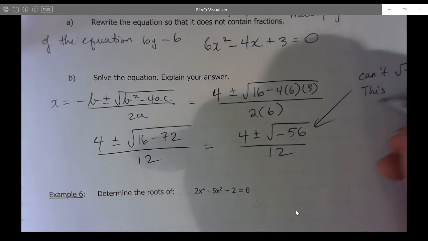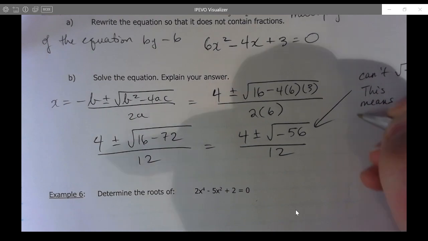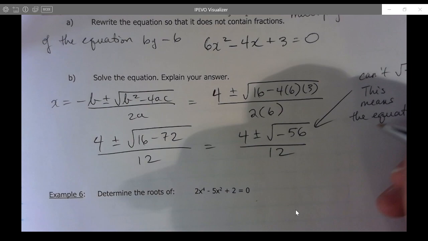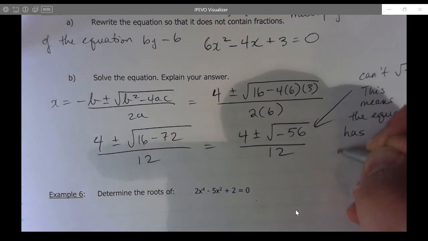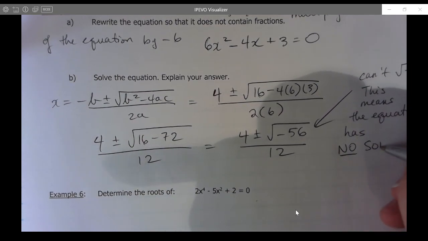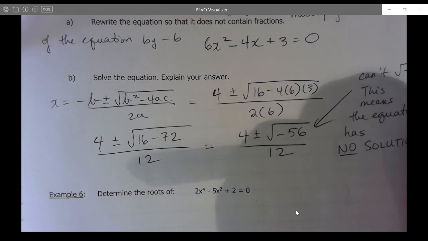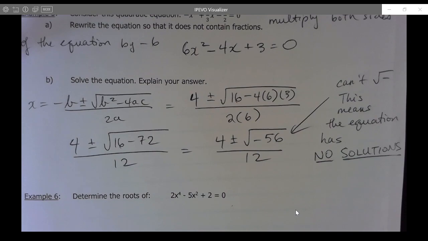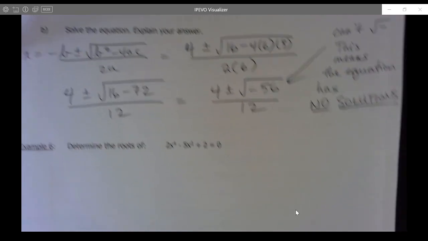This means the equation has no solutions. And that'll happen to you sometimes when you're trying to solve a quadratic. You'll end up with an equation that actually has no solutions, right? And think about what that means for a graph of a quadratic. All right, we'll kind of leave that for you to ponder as we move on to example 6.